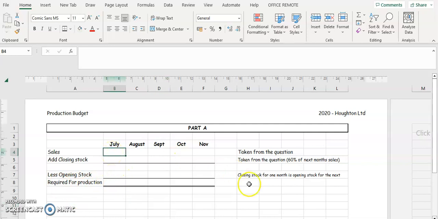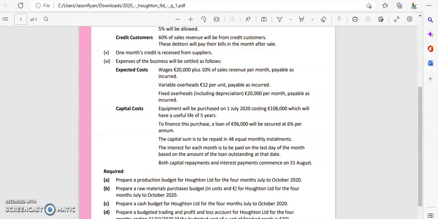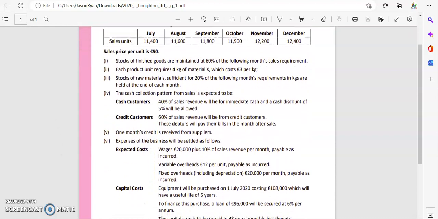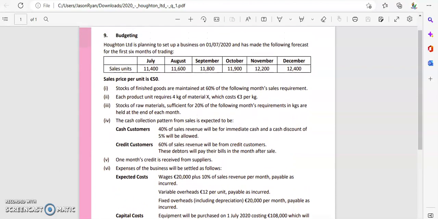So the first part, your sales is taken from the question. We're going to go to the question up here. It's giving us our sales in units. It's also giving us a piece of information: stocks of finished goods are maintained at 60% of the following month's sales requirements. That's telling you what our closing stock is. The rest of the information, each product unit requires 4 kgs of material X, which costs €3 per kg, is going to be used for part B. Part 2 is also going to be used for part B, and then this information here is going to be used to calculate our budget, which is part C.